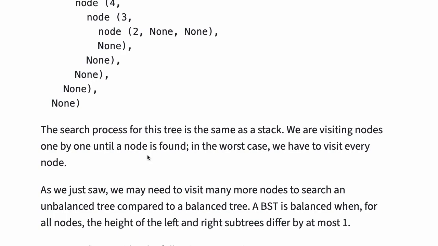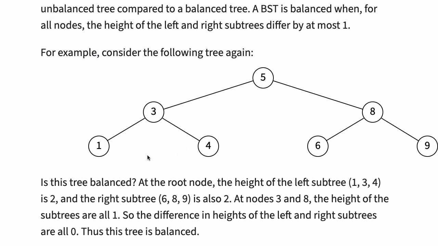For example, consider this tree again. Is this tree balanced? At the root node, the height of the left subtree is 2, and the height of the right subtree is also 2. At nodes 3 and 8, the height of the subtrees are all 1. So the difference in heights of the left and right subtrees are all 0. Thus, this tree is balanced.